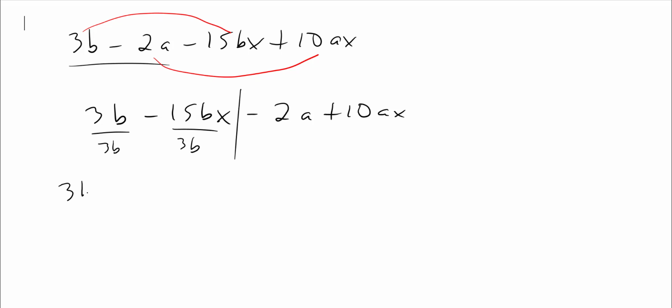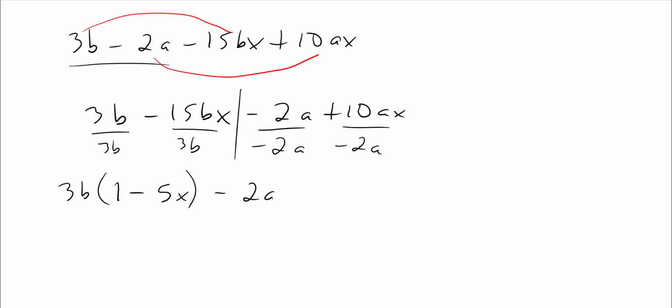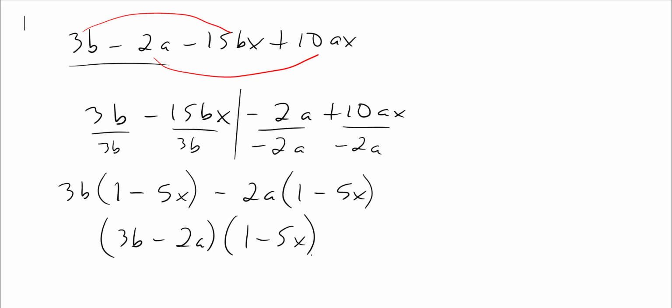And so I get 3b times 1 minus 5x. And I'm going to factor out a negative 2a. Okay, and then if I do that, I get negative 2a, and then I get 1 minus 5x. Okay, so my answer is 3b minus 2a times 1 minus 5x. Okay, it's not bad, right? Okay, cool. Got a couple more to do, but they're all pretty much the same stuff, guys.